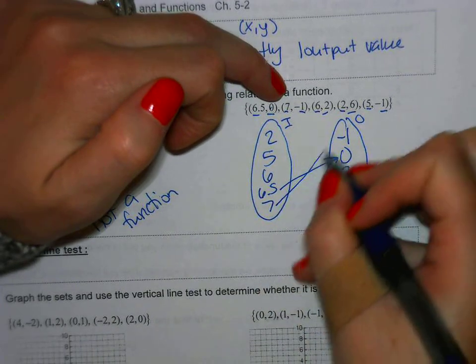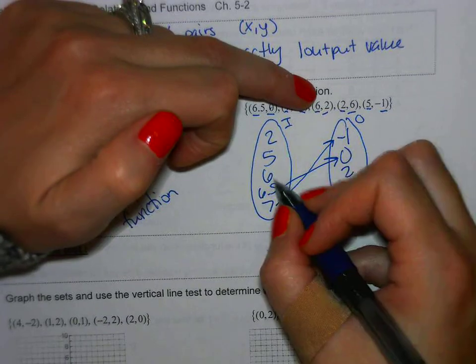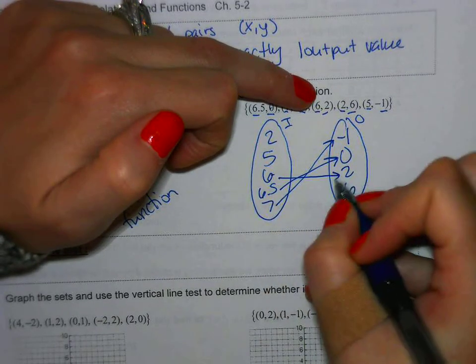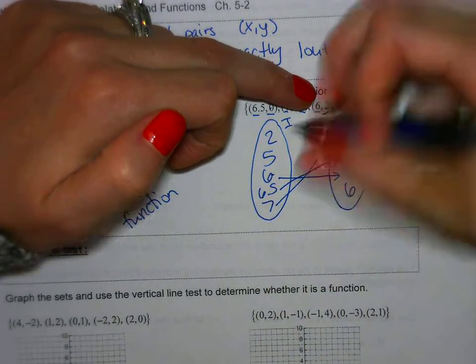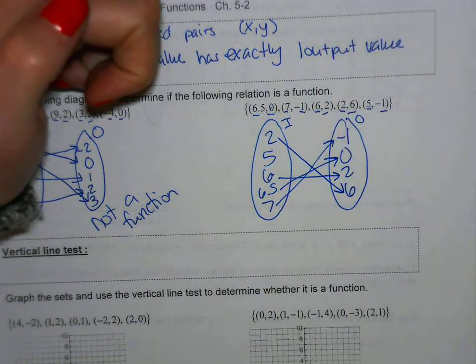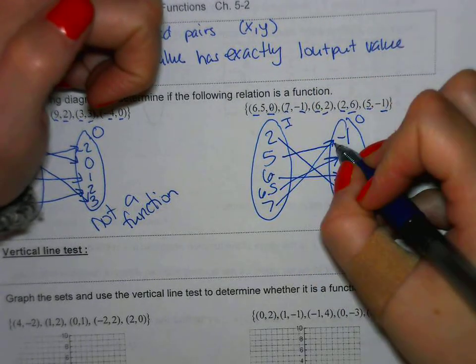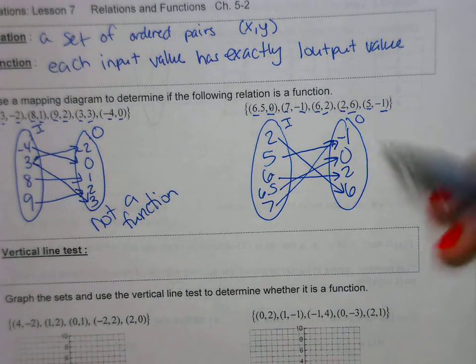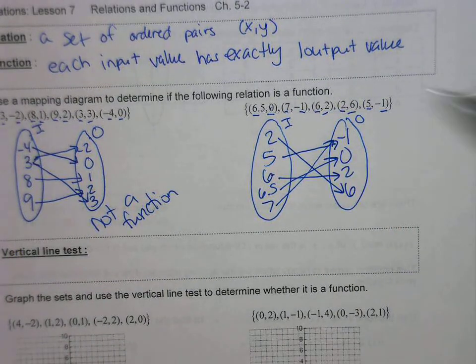So 6.5 maps to 0. 7 maps to -1. 6 maps to 2. 2 maps to 6. And 5 maps to -1. So this one, all of our input values map to exactly one output. So this is a function.